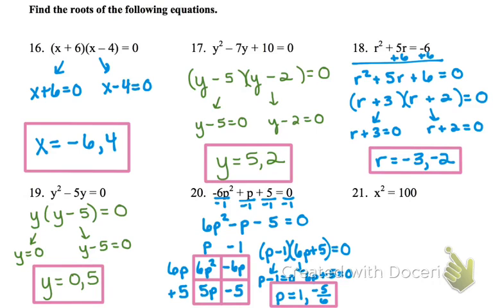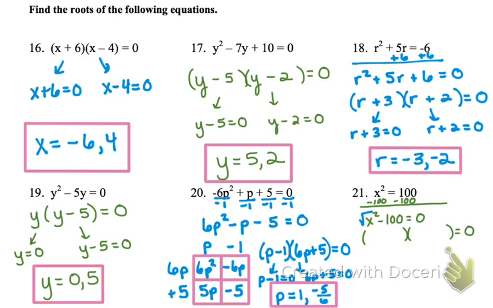Number 21, we don't have 0 on one side. That's the first thing that needs to happen. I get x squared minus 100 equals 0. Now there's no GCF, but I notice x squared is a perfect square, 100 is a perfect square, and it's separated by a minus sign. So I can use my difference of squares.